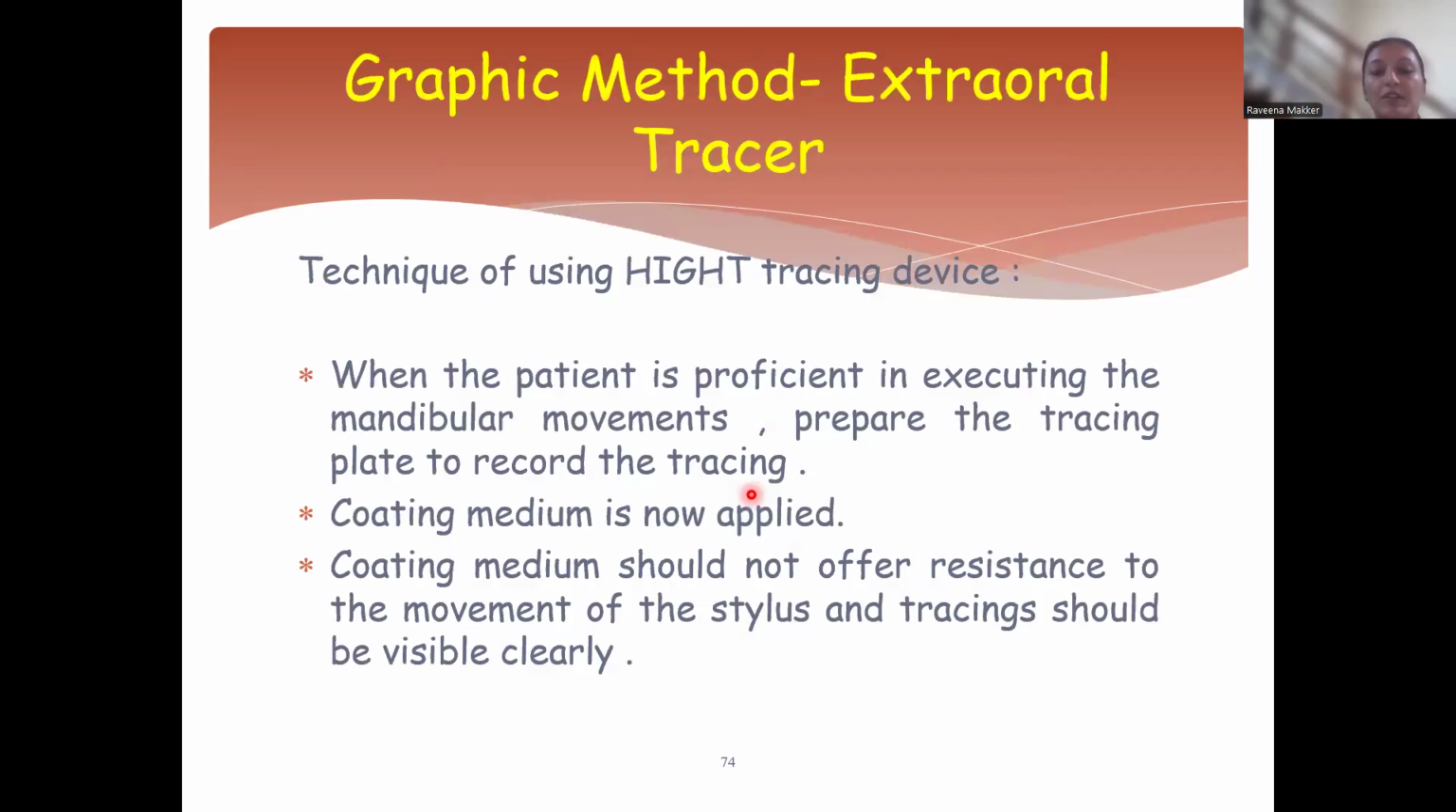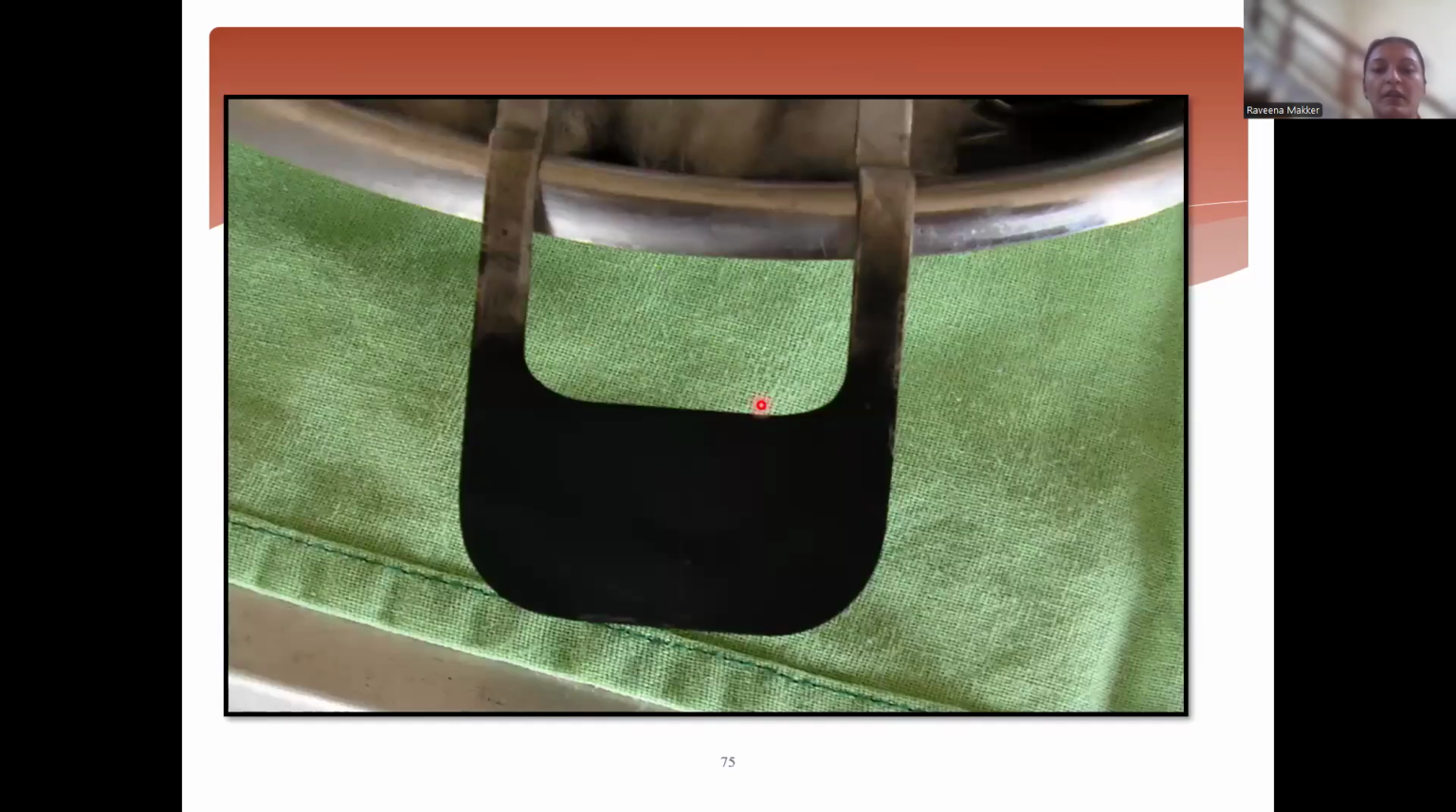Now, when the patient is proficient in executing the mandibular movements, prepare the tracing plate to record the tracing. Coating medium is now applied. Coating medium should not offer resistance to the movement of the stylus and tracings should be visible clearly. See, this is the recording plate wherein a coating medium is applied. In this case, candle soot is applied. So as you can see, this arrow point is formed with the apex pointing anteriorly.